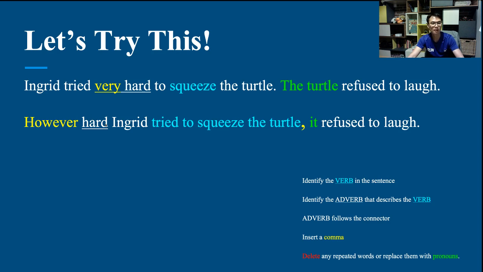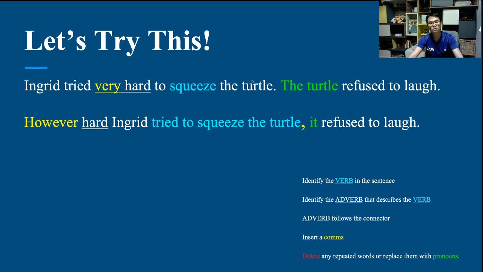So however hard, again here, this is the adverb that describes the action squeeze. Adverb comes to the front. Ingrid tried to squeeze the turtle. It refused to laugh. In this case, here, however hard, after the adverb, the subject appears. However hard, Ingrid tried to squeeze the turtle. It refused to laugh. And here, the pronoun it replaces the turtle because it's a repeated subject. The turtle, the turtle. So it refused to laugh.